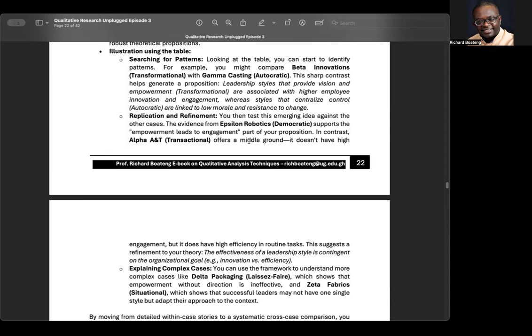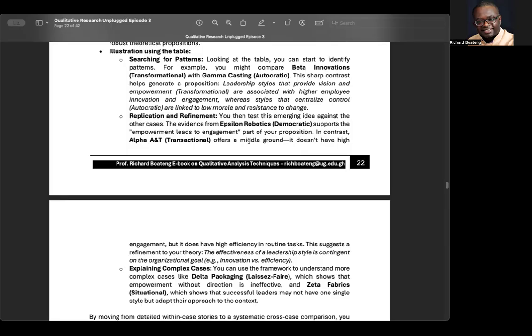What if a case doesn't fit neatly? That's where refinement happens. Maybe Alpha A&T, coded transactional, shows high efficiency on routine tasks, but not particularly high engagement or innovation. This might lead you to refine your initial proposition. Maybe the effectiveness of a leadership style is contingent on the primary organizational goal. For example, innovation versus efficiency.